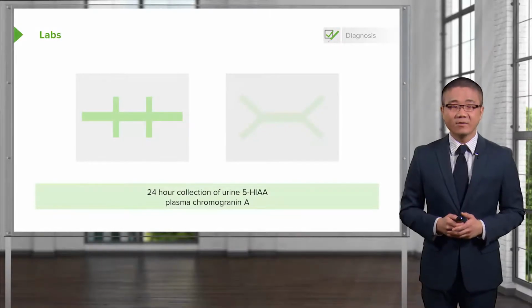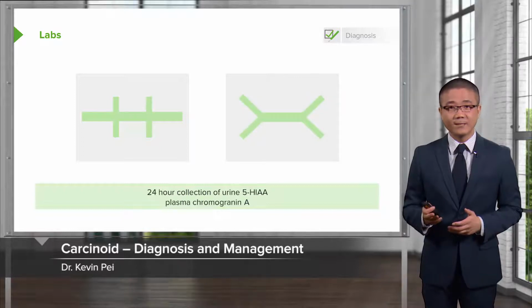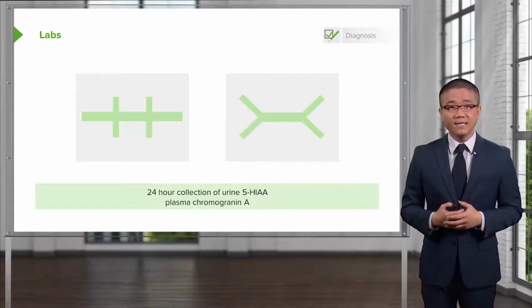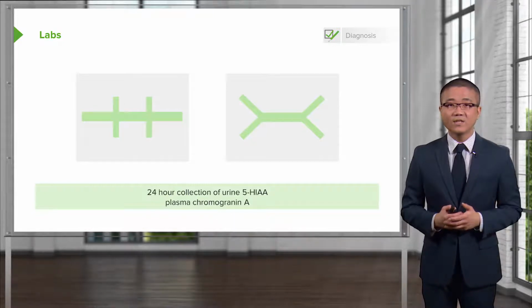Traditional labs may not be very helpful. This includes the chemistry, or the CBC. To diagnose an increase in serotonin secretion, we collect a 24-hour urine 5-HIAA as well as a plasma chromogranin A level.